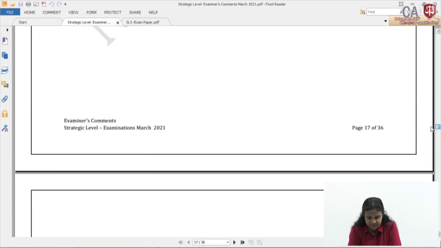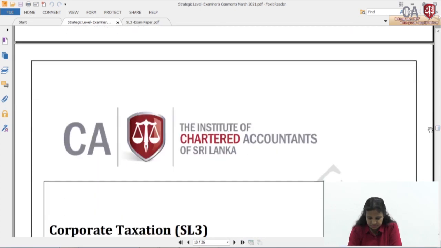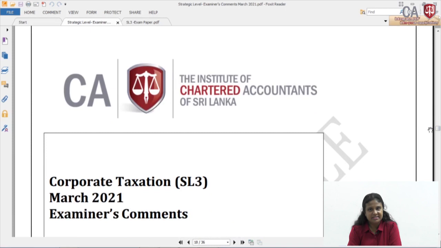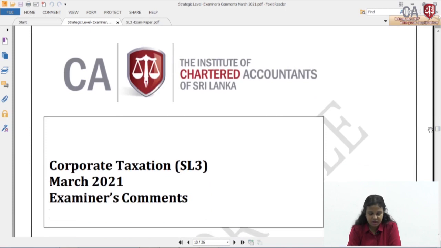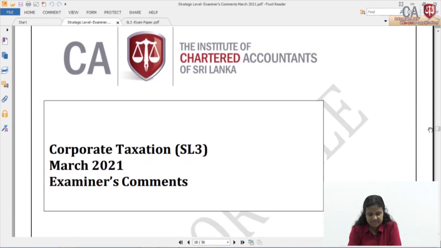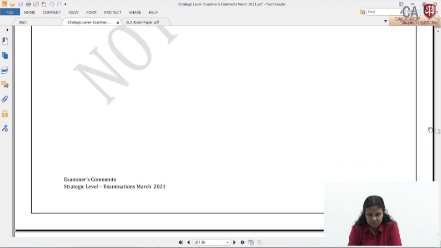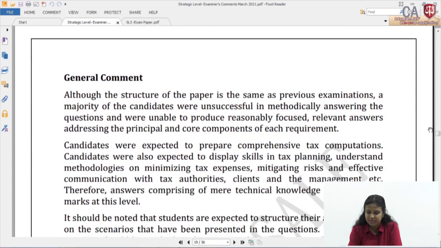This is the Corporate Taxation SL3 March 2021 examiner's comments. In that, we will go through the general comments and how they apply to you. Although the structure of the paper is the same, yes, agreed. The structure of the paper has been the same since December 2018, when the new act was first tested.